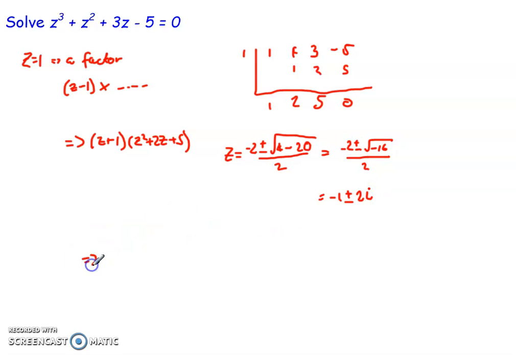So I get 3 solutions for this one. I get z equals 1, negative 1 plus 2i, and negative 1 minus 2i. So there you go, 3 solutions for that one.